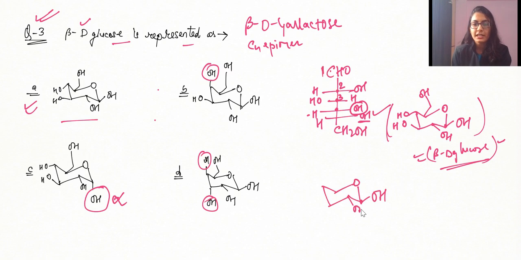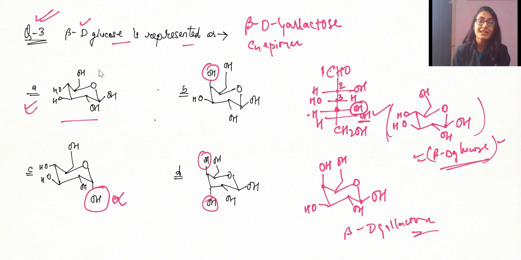The second one is again equatorial. The third one is again equatorial. And the fourth one, this is our fourth carbon, right? So 1, 2, 3 and 4th, this is our fourth carbon. Usually it is equatorial, but if we are talking about beta D galactose, it becomes axial. Okay, so this is our beta D galactose.